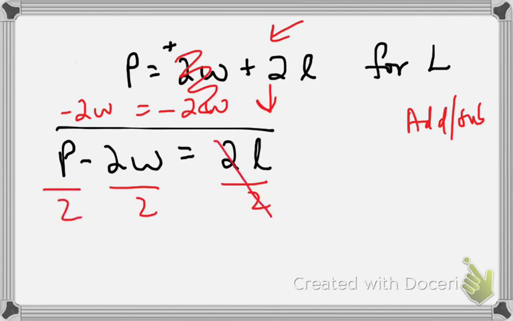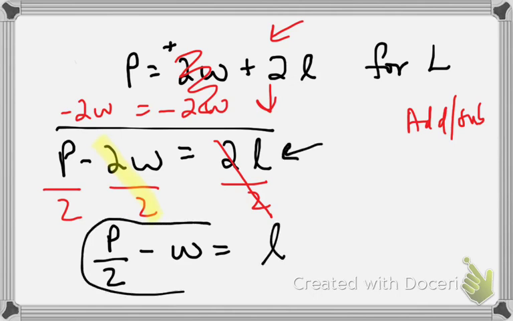Now the 2's here will cancel out because that's what we want. We want L by itself. This here we can say P is divided by 2. And if you look right here, this 2 and this 2 can cancel each other out. It's still a negative, so watch out. So it's a negative W equals, and then the only thing we have over here is an L.